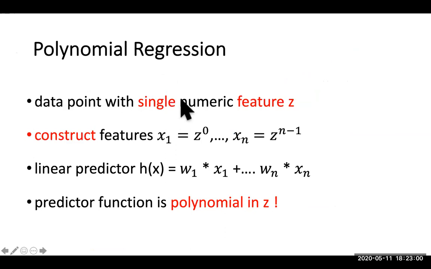For example, in polynomial regression, we consider data points with a single numeric feature, like we had in this maximum daytime temperature prediction, where this feature was the minimum daytime temperature. So we have one single feature, the minimum daytime temperature, but we can construct new features by taking powers of it. The power c to the zero is always one, so this x1 helps us to get the constant term, the bias term. Then we have c to the power of one, which is c itself, and so on. We continue with higher powers up to power n minus one. And we can use these new features to form a linear predictor. So we now use a linear predictor in the new features.